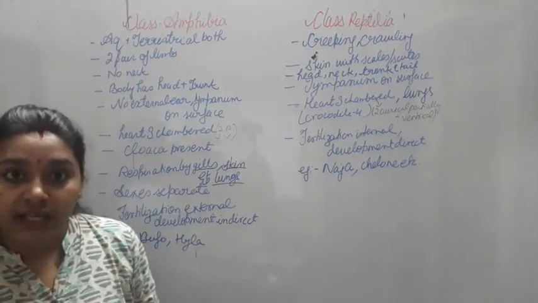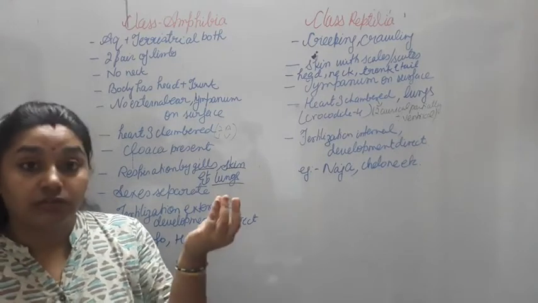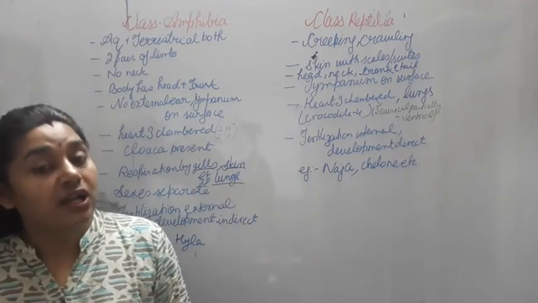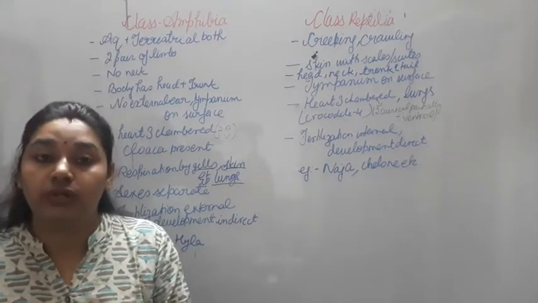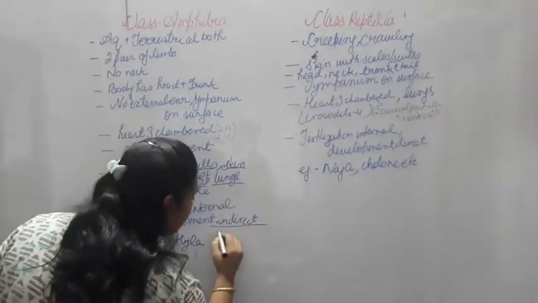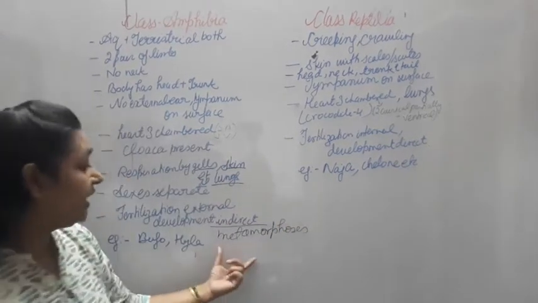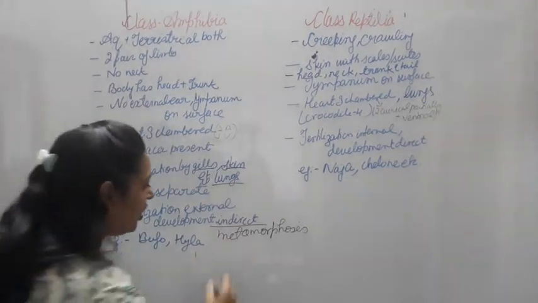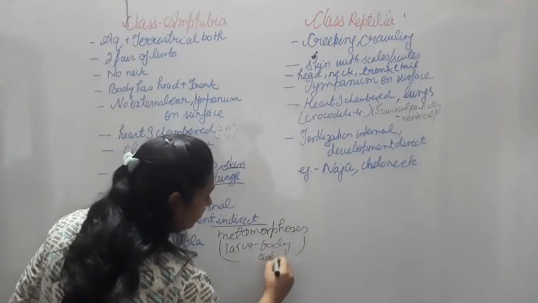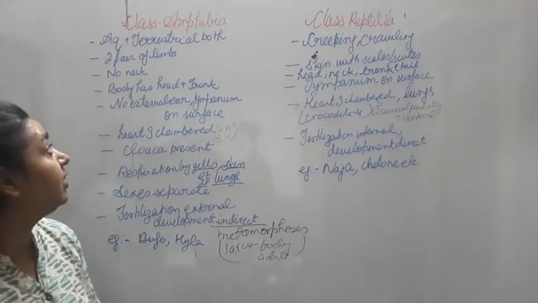Their development is indirect. Indirect means the baby does not develop directly from the zygote. The eggs get fertilized, convert into zygote, and the zygote develops into a larva, and then the larva further develops into the frog or toad. So they show metamorphosis. This kind of indirect development where a larval stage takes place is called metamorphosis. Larva to adult. Okay. For example, Bufo and Hyla are examples of amphibians.